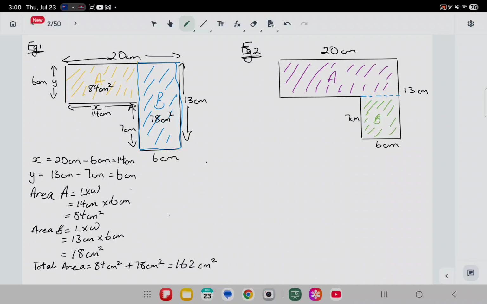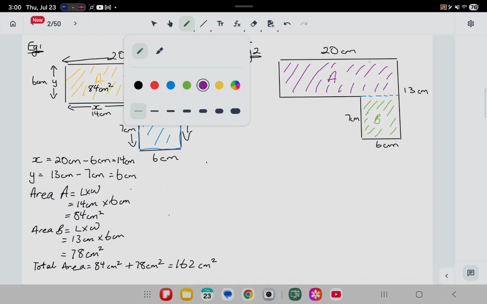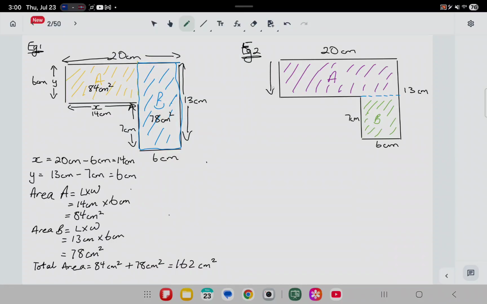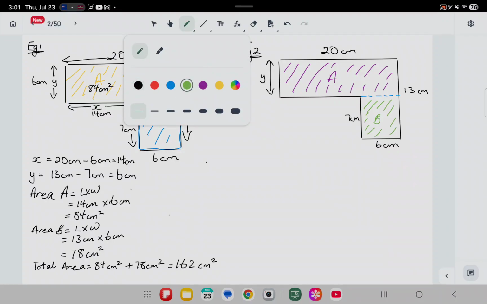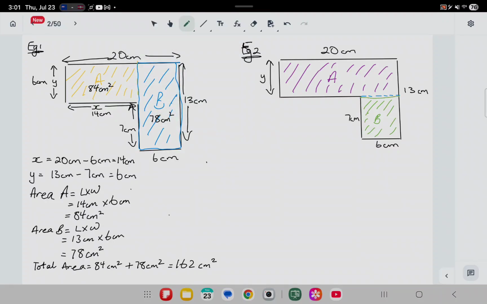So looking at this now, again, we have two different shapes, but we are missing sides. To find the value for the area for A, we have the length, but we don't have the width. We're missing the width. So we could find out the width. I'll call here Y. And for shape B, which is this shape in the base here, we have the length and we also have the width.